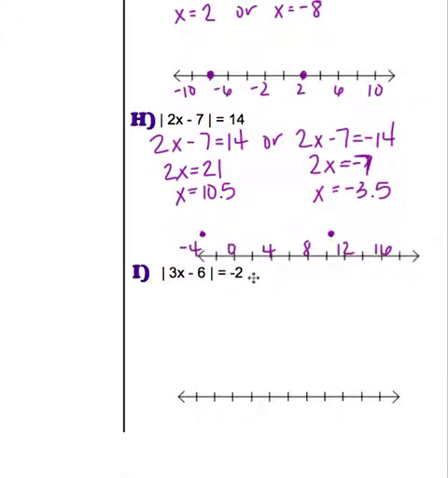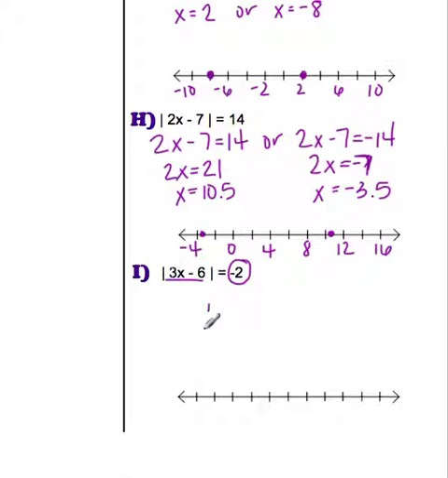because you can't have the absolute value of a set of numbers equal to negative 2, because there is no way we can put a value in for x, triple it and subtract 6, and take the absolute value, and the answer will be negative 2. So this would be no solution, or the null set.